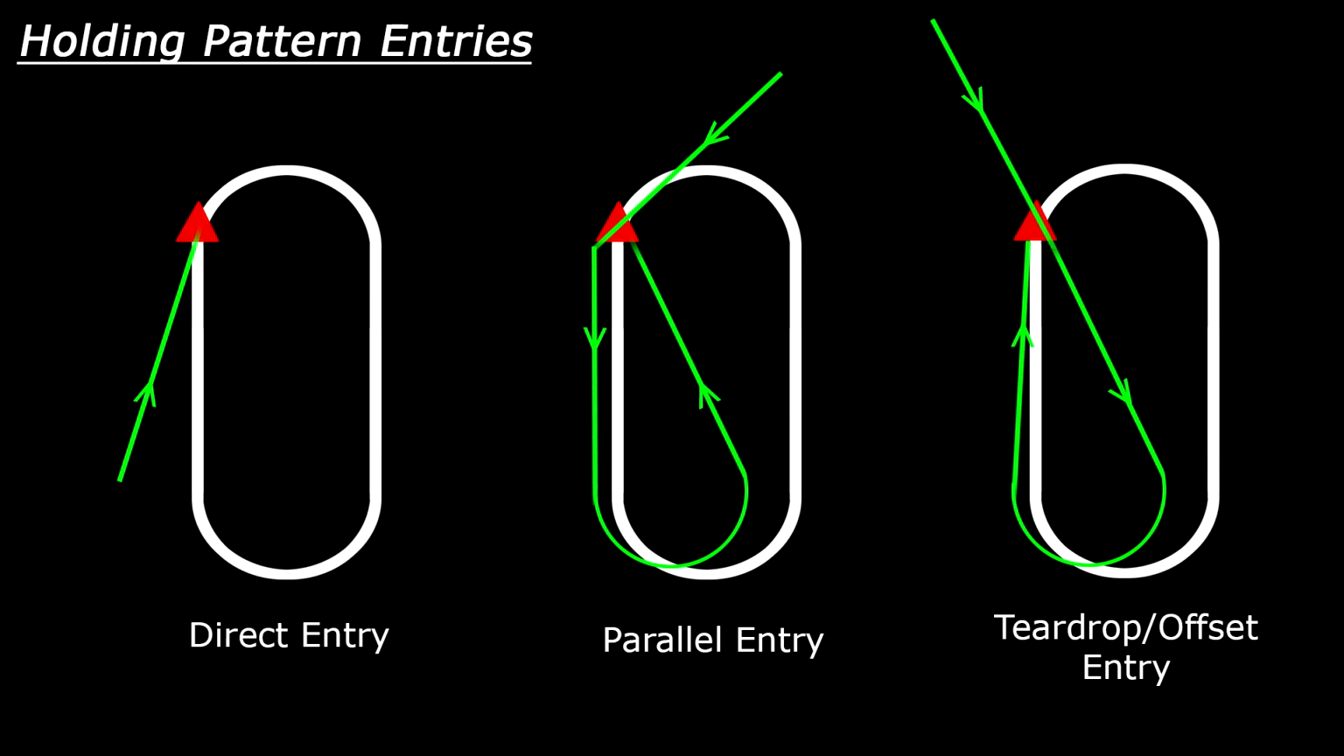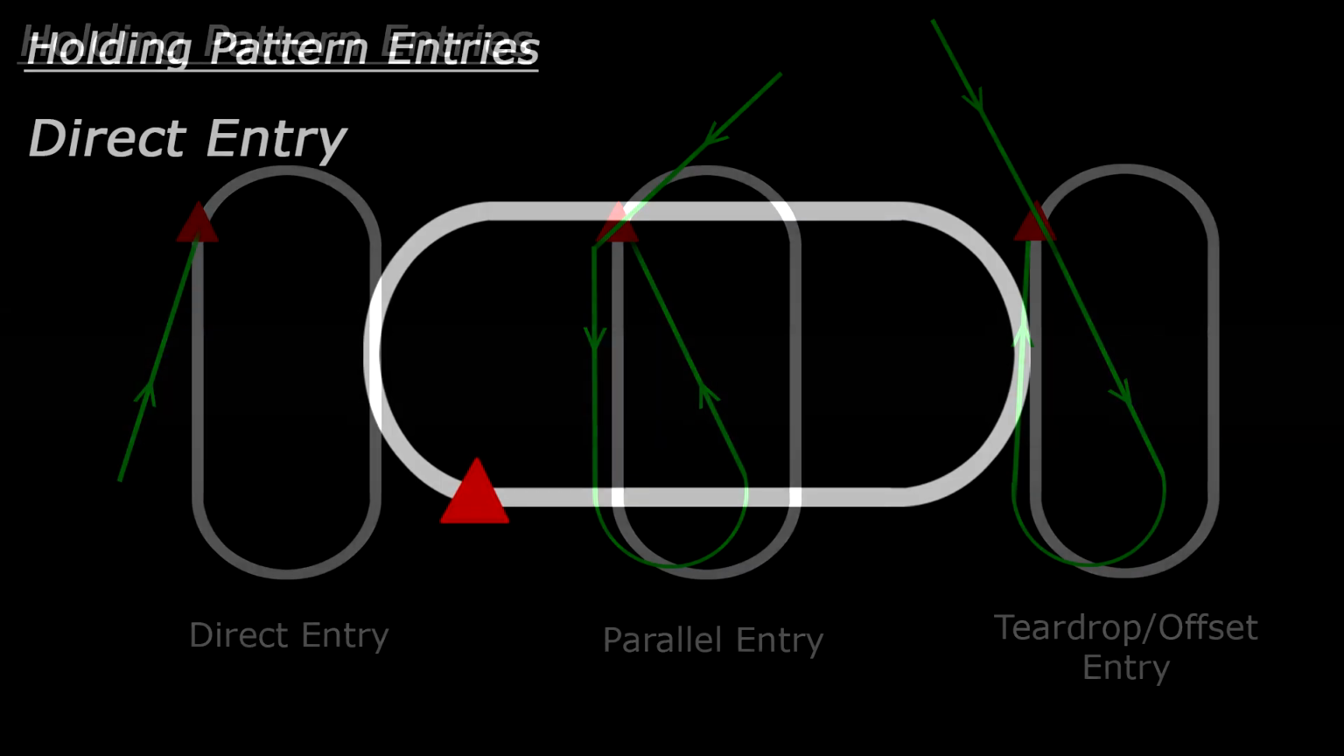Okay, so let's finally get to the entry techniques. Now, I mentioned at the start that there were 3 of them, and depending on what direction you're approaching the fix from and what direction the hold course is, will determine which technique you need to use. So let's start with the easiest one, that is the direct entry. The direct entry is very simple. You just need to fly directly to the fix, and then when you pass over it, simply begin your standard rate turn on the hold.